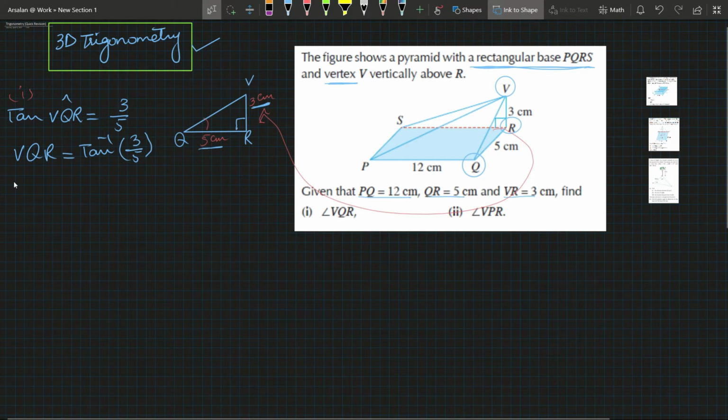It's a very simple question if you understand the concept of 3 dimensions, right? Mostly we will be using Pythagoras theorem or trigonometric ratios. So the answer is 30.96, meaning it will be approximately 31 degrees.